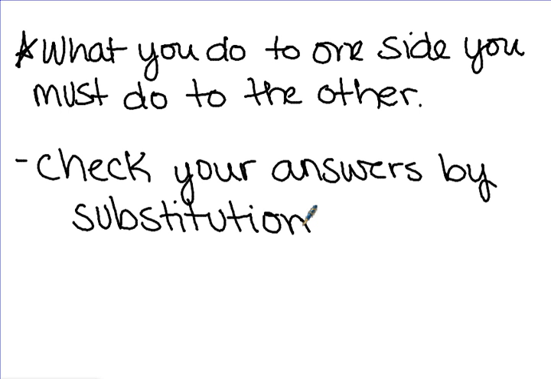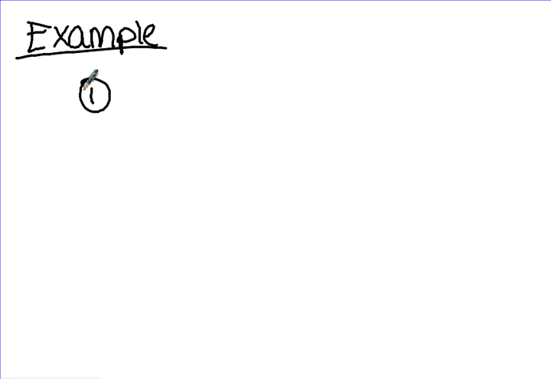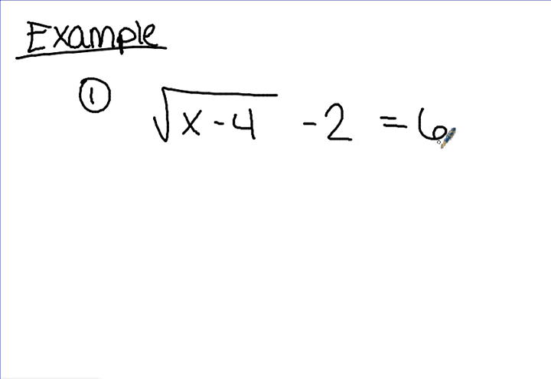All right, let's look at an example. The first example that we have is the square root of x minus 4, minus 2, equals 6. Keep in mind when you're solving equations, the main objective is to get that variable isolated. So we want that variable on one side of the equation by itself.